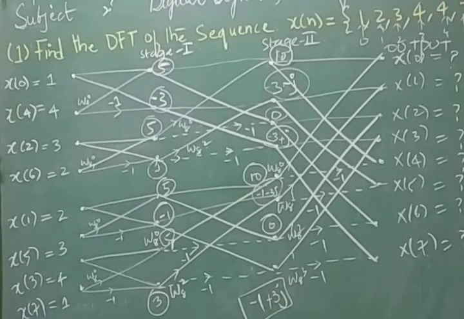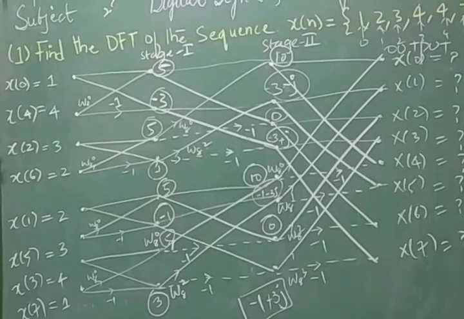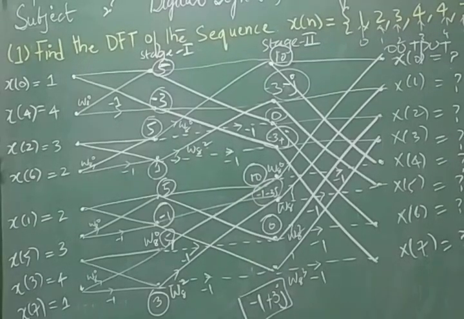Friends, what we have done is, we were given the sequence x of n. That x of n value we have written in bit reverse order. After writing in bit reverse order, we went for stage 1 analysis. After stage 1 we went for stage 2, then we wrote the output. So this is the way you have to do it.